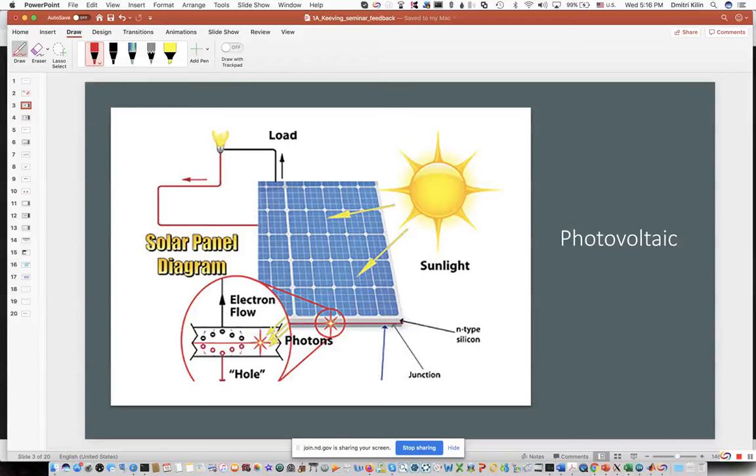Quick question. I know you had some complaints about my picture yesterday for the photovoltaic process. Is this picture better? Kevin, please approach closer to the microphone. Okay. Can you hear me now? Yeah, much better. Is this picture better than the picture I had yesterday for the photovoltaic process?